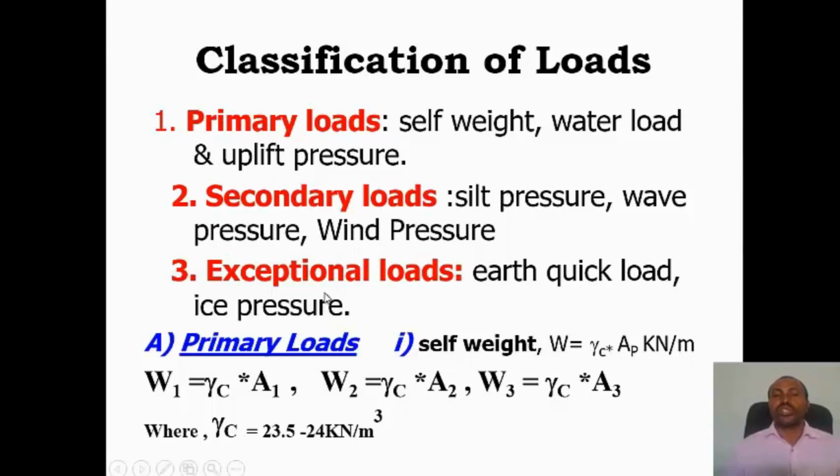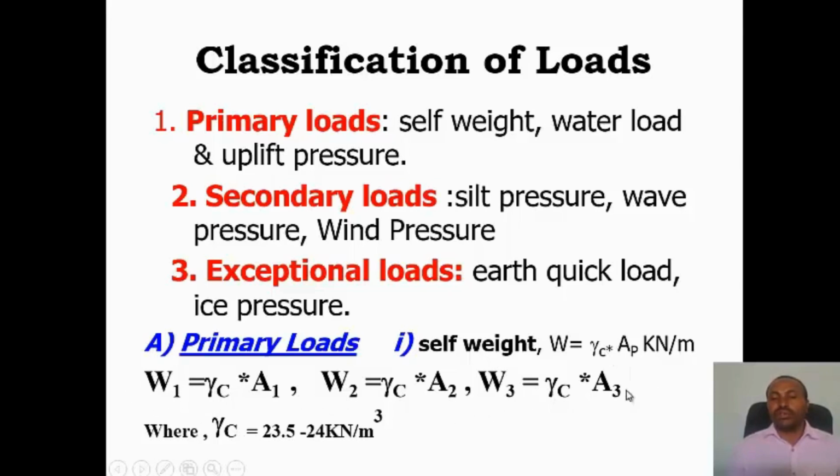Okay, so now let us go to the detail. In accordance with the load classifications, now let us see the formulas. The first one is primary loads. We have self-weight. Self-weight means gamma times volume. We will consider 1 meter length of the concrete dam. Then you have area times length, where length will be 1 meter. So it is just gamma times area.